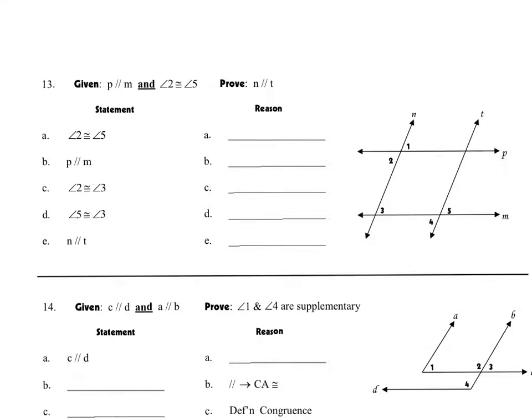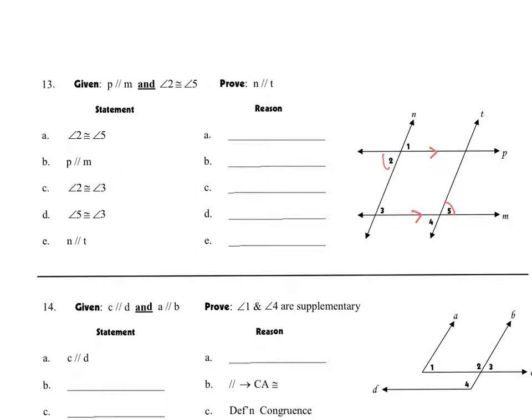All right, in problem number 13 here, we are given that line P is parallel to line M. So we have line P parallel to line M. We are also told that angle 2 is congruent to angle 5. So angle 2 congruent to angle 5.